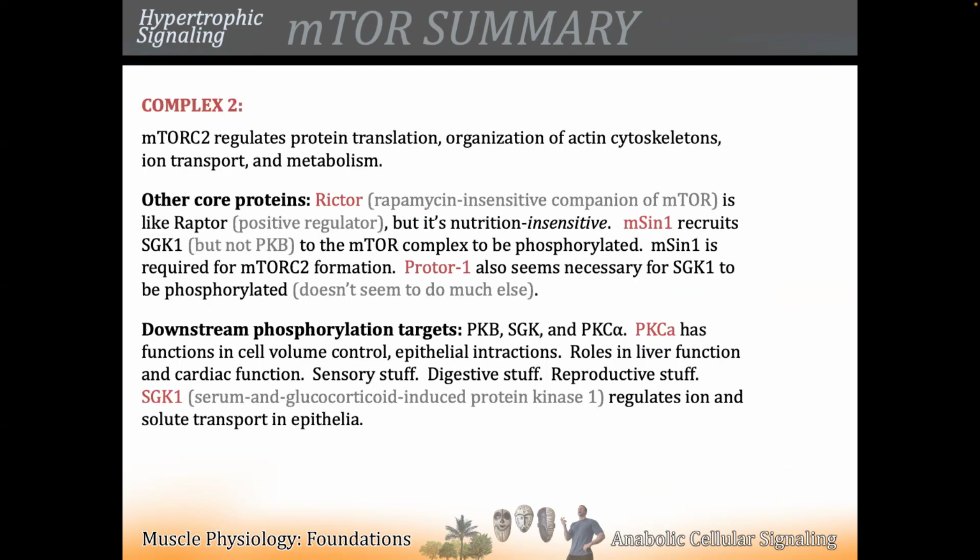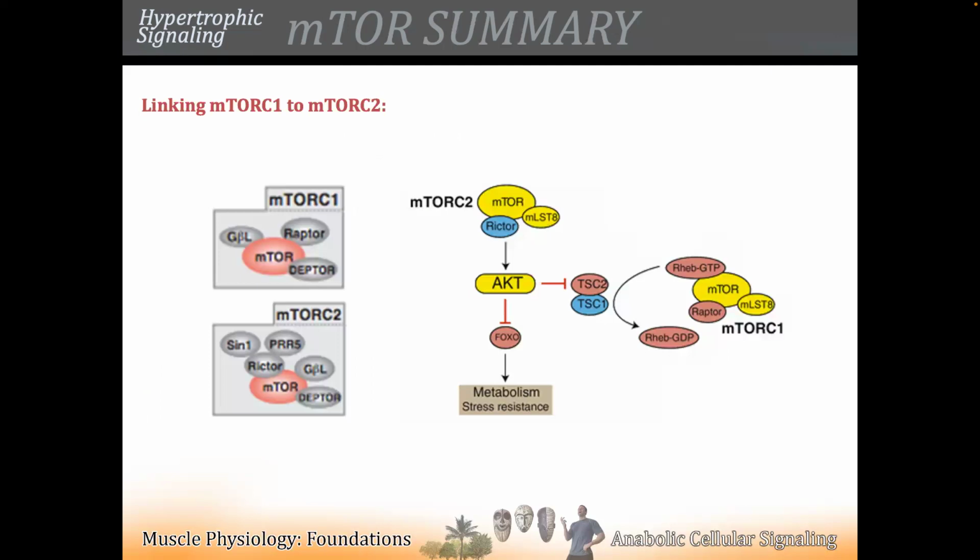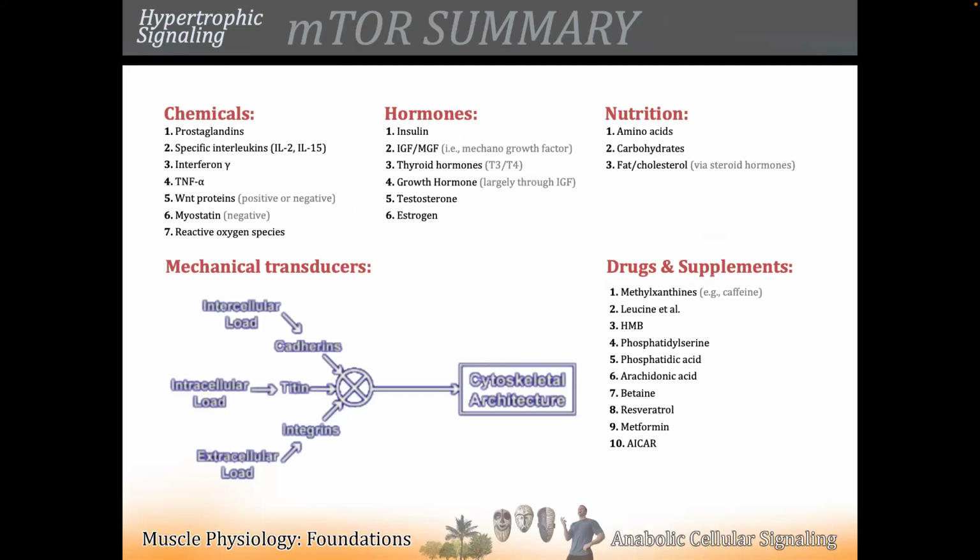And then there's complex 2, mTOR complex 2. The major information here to know about is the core proteins, and that PKB is among the downstream targets for complex 2. mTOR complex 2 phosphorylates PKB, activating it. So that's the point of connection between the two complexes. mTOR complex 2 activates PKB, which is AKT here, but that's PKB. And PKB inhibits tuberin, which allows Reb to activate mTOR complex 1.